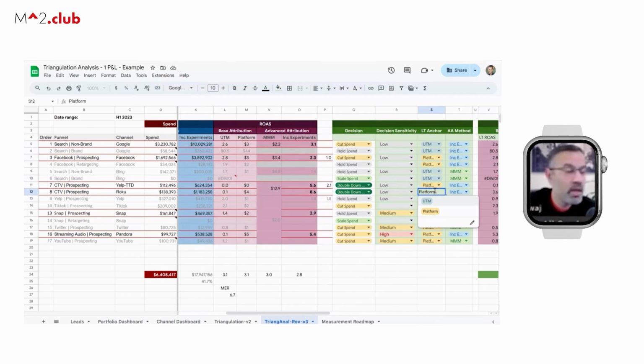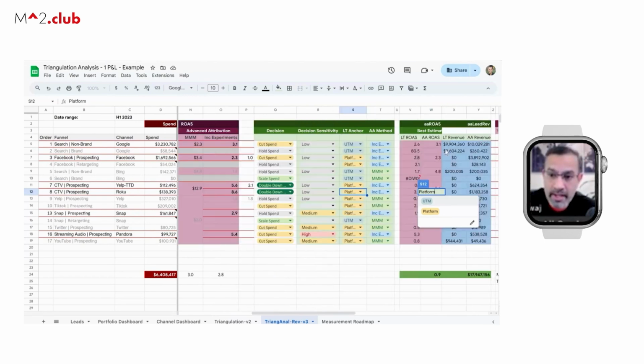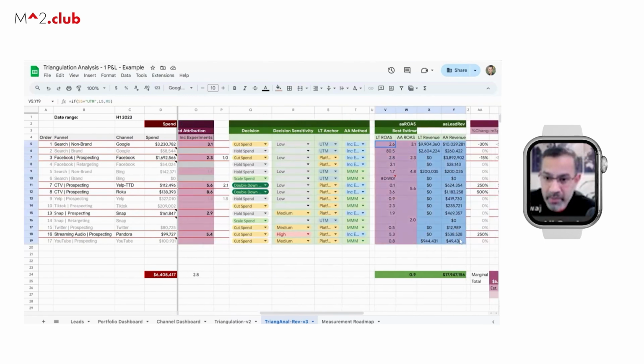So it goes back to the point that Vishnu was making, that it's pretty challenging to make UTM work across all channels and also across brands, right? So how do you do this? You actually pick and choose. You pick and choose which channels you want to use platform attribution as the anchor, which channels you want to use UTM attribution as the anchor, and then roll it all up together into essentially a report card here, okay?